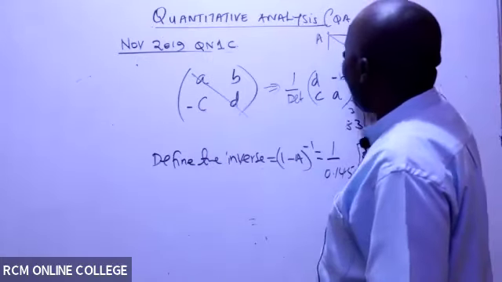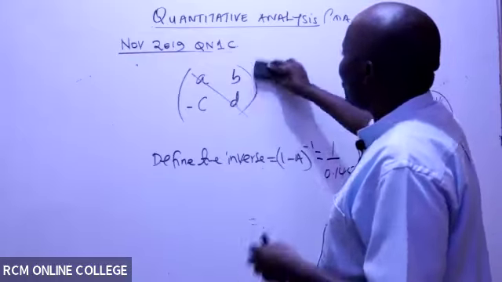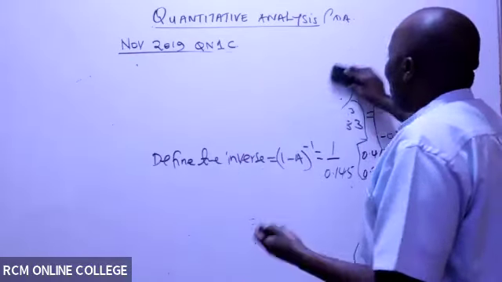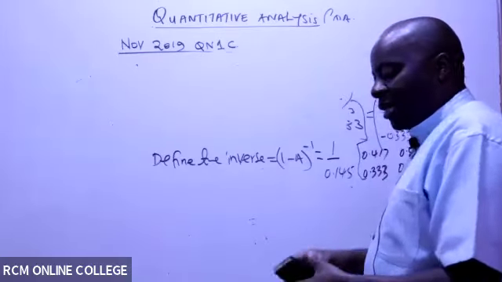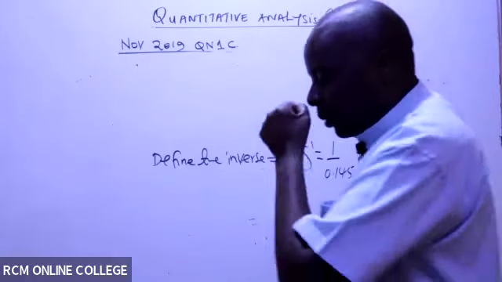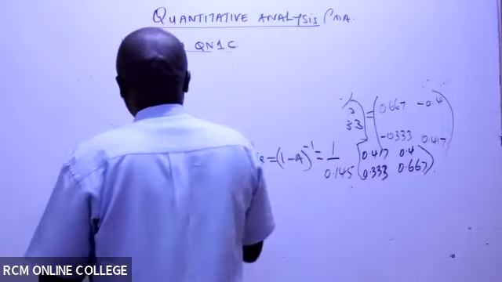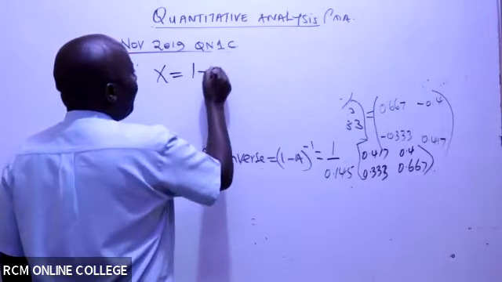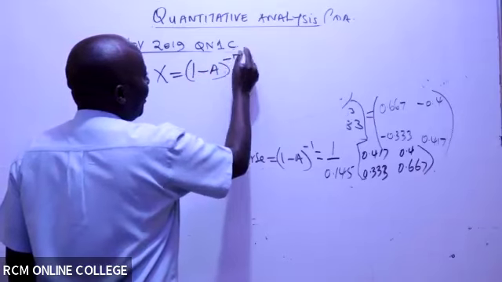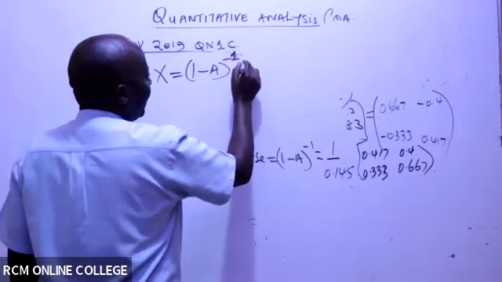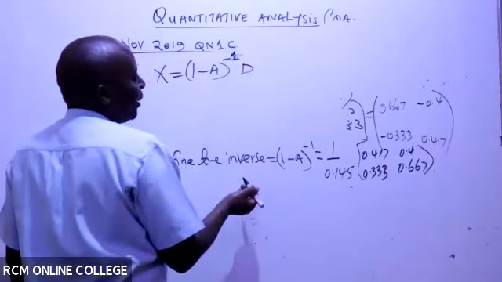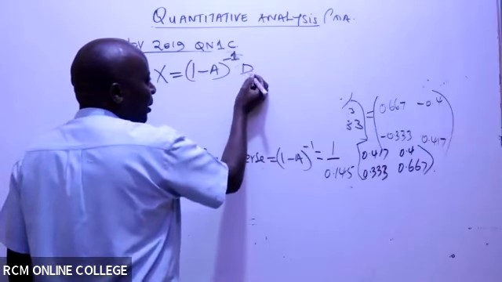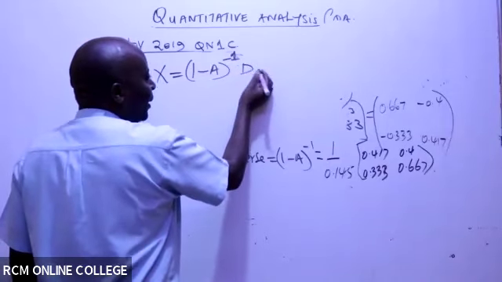Remember, at the end of the day, we are using Leontief's model to predict the demand, to predict the total output, what should be produced by these sectors. So the model is X equals (I minus A) inverse multiplied by D. Remember, this must be the new consumers' demand, the demand in the question.